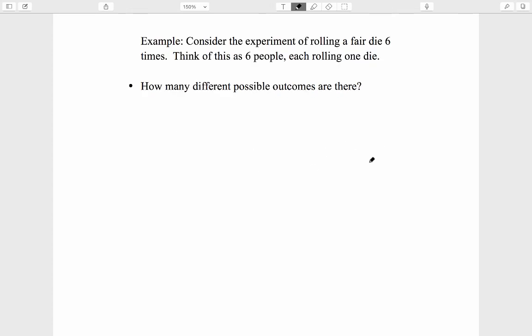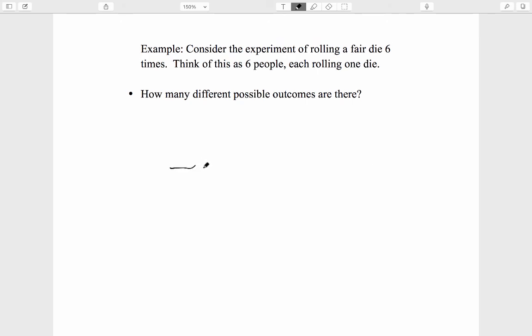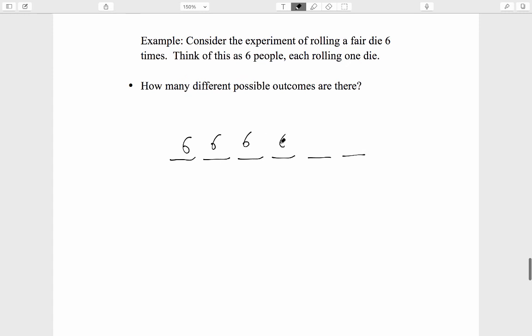Another example, consider the experiment of rolling a fair die 6 times. Think of this as 6 people each rolling 1 die. You'll see in a little while why I want to think of it as 6 different people each rolling 1 die. Our first question is, how many different possible outcomes are there? You've got person number 1, person number 2, person number 3, similarly persons 4, 5, and 6. Each person is rolling a 6-sided die, so each stage of the process, if you want to think of it as stages, can be carried out in 6 ways.